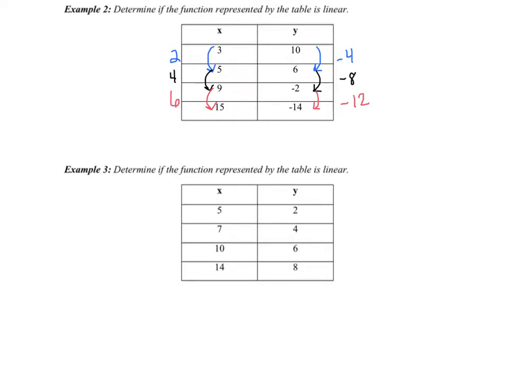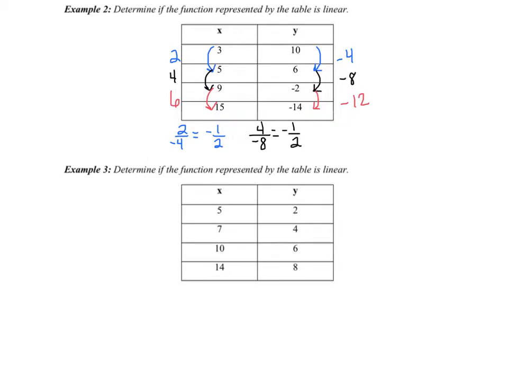Now that we found the differences, we want to identify our ratios. Our first ratio is 2 over negative 4. Can that be simplified? Yes, it can, to negative 1/2. Our second ratio is 4 over negative 8. Can that be simplified? Yes, it can, to again negative 1/2.